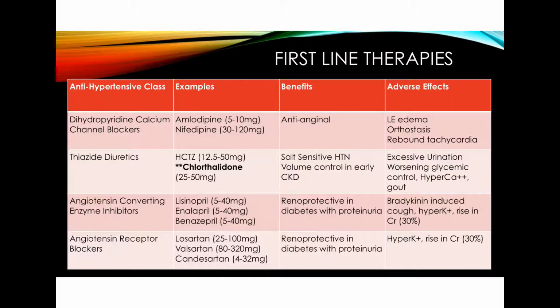Angiotensin receptor blockers also act on the renin-angiotensin-aldosterone system. They include agents such as losartan, valsartan, and candesartan. They're also renoprotective and are not associated with the ACE inhibitor-related cough and angioedema as significantly.